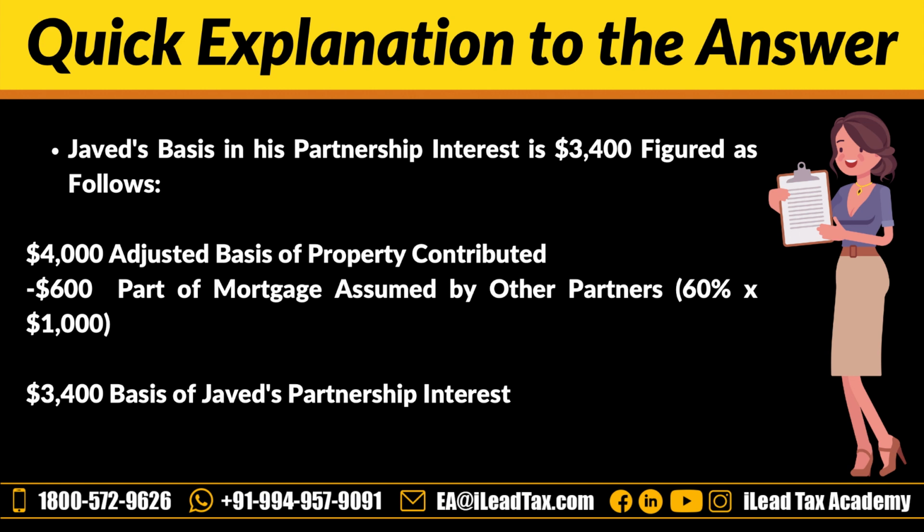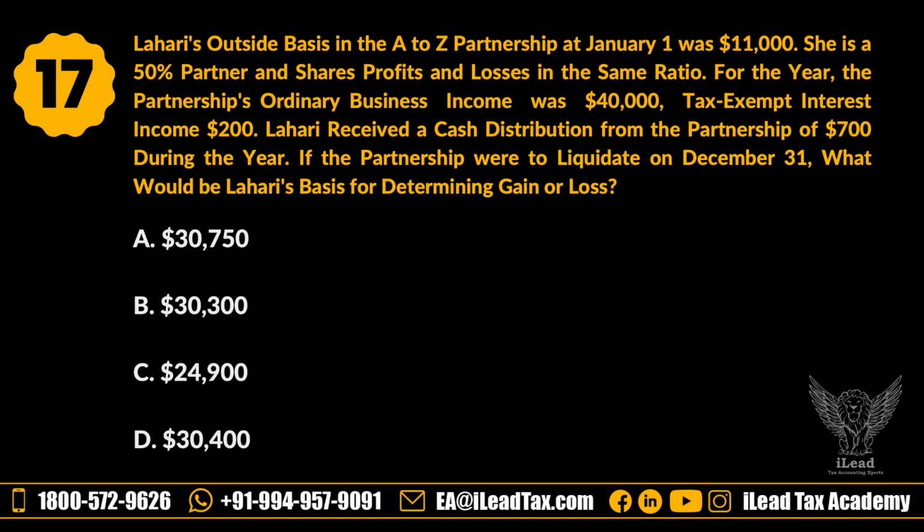Let's go to the next question. Lahari's outside basis in the A to Z partnership on January 1st was 11,000. She is a 50% partner and she has profit and losses in the same ratio. For the year, the partnership's ordinary business income was 40,000. Tax exempt income was 200. Lahari received a cash distribution from the partnership of 700 during the year. If the partnership were to liquidate on December 31st, what would be Lahari's basis for determining gain or loss?